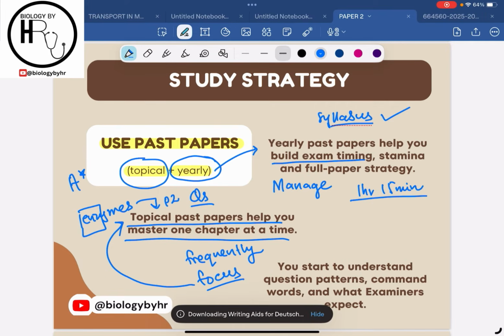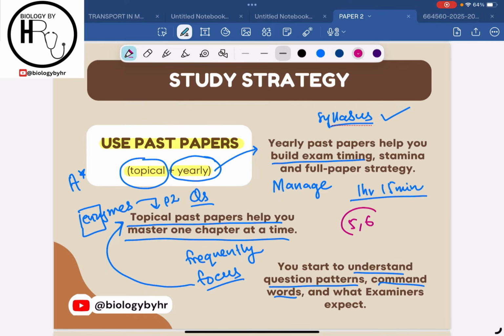Now whether it be the yearly past papers or the topical past papers, solving the past papers will help you to understand the question patterns, by which pattern the questions are coming. You are going to master the command words from there as well. You are going to see how the examiner is asking the question. And believe me, when you solve 5 to 6 yearly past papers, you are more guaranteed to find the pattern of how the yearly past papers work, right? And what the examiners expect you to know.